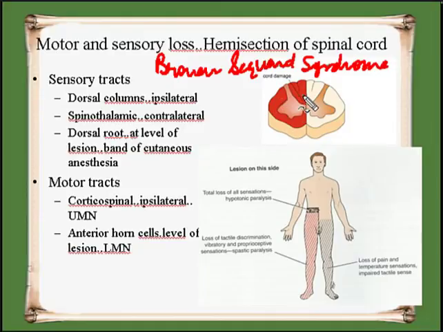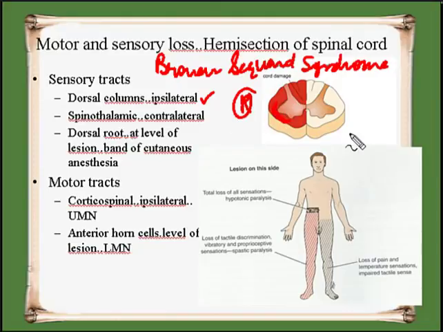So you can see that if this is the area that is affected, in the sensory tracts, the dorsal columns are affected, and this is the lesion on the right side. These dorsal columns are carrying impulses from the right side. Therefore, there will be ipsilateral loss of vibration, stereognosis, all of that. Then the anterolateral system, which is present here in this region. Now this is carrying impulses from this side.